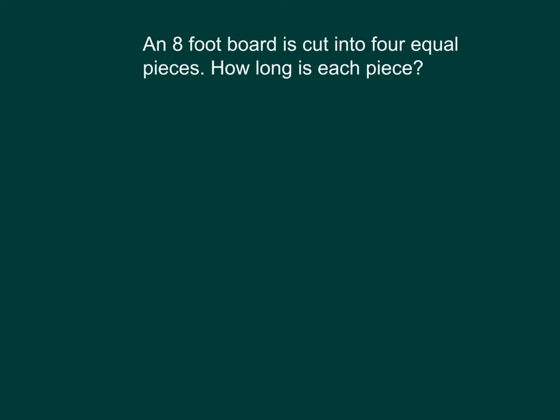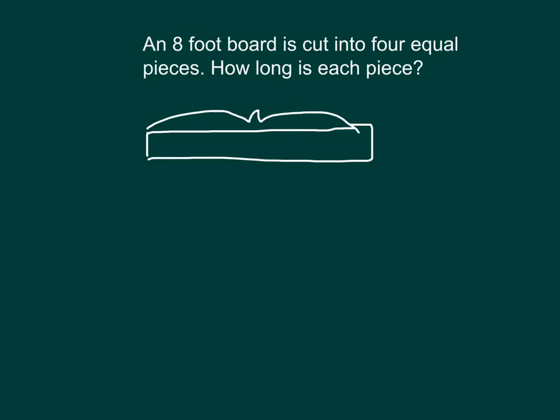Let's model this with a tape diagram. The whole is 8, and that represents the board that is being cut into 4 equal pieces. So we divide this tape diagram into 4 equal parts. We're trying to figure out how long each piece is. So our division sentence is that whole 8 divided by 4.